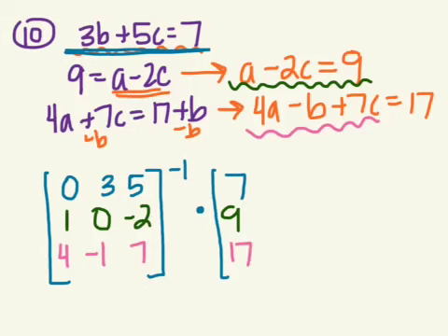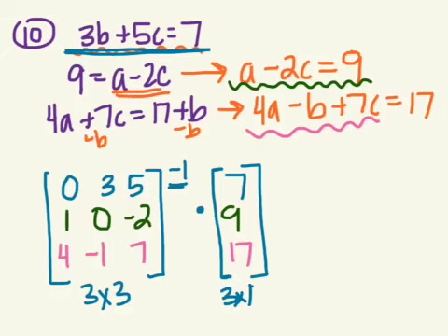And just like we did for number 9, we're going to type this into the calculator. So you have a 3x3 matrix here. You're taking the inverse of it, that's what that negative 1 is for, and again you can just hit the caret key and raise it to the negative 1 exponent. And then over here you have a 3x1 matrix. You're going to multiply that together.